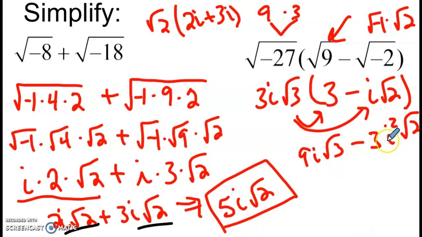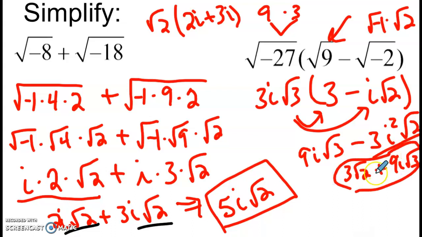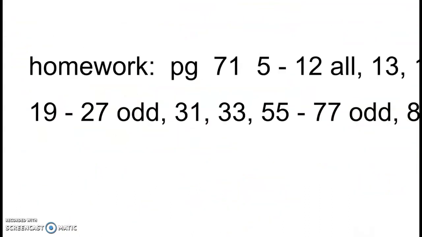i squared is negative 1, isn't it? So I have minus 3 times negative 1. That's really just plus 3. So I'm going to write this term first. It's 3 square roots of 2 plus 9i square roots of 3, just so I have my real part and my imaginary part in the right order. Okay, so this becomes a positive 3 because i squared is negative 1. Minus 3 times negative 1, 3 square roots of 2. Okay, and then plus this term, 9i square roots of 3. All right, so those are some simplifying that you can do.